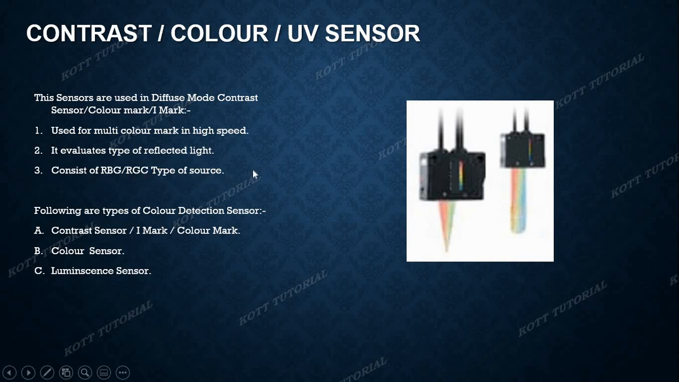Reflected, it consists of an RGC type of source. See, we have seen these different light sources of photoelectric sensors. When we say a color sensor, it uses all the three colors, that is red, blue, green. RGC is nothing but red, green and clear. Clear means it can detect transparent objects also. Following are the three types: contrast sensor, also called IMAX sensor, also called color mark sensor, color sensor, luminous sensor. So we would be learning about all these three sensors.